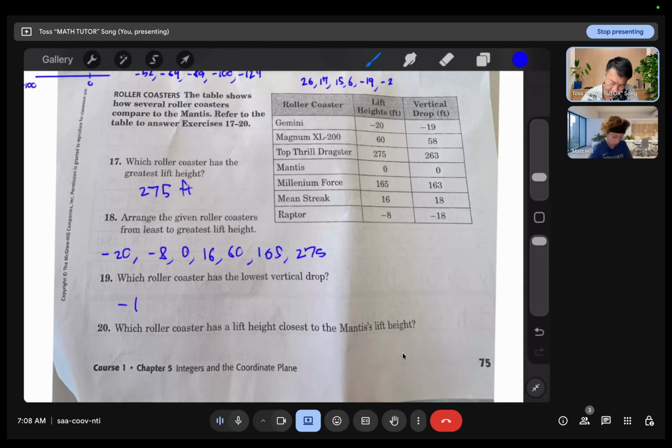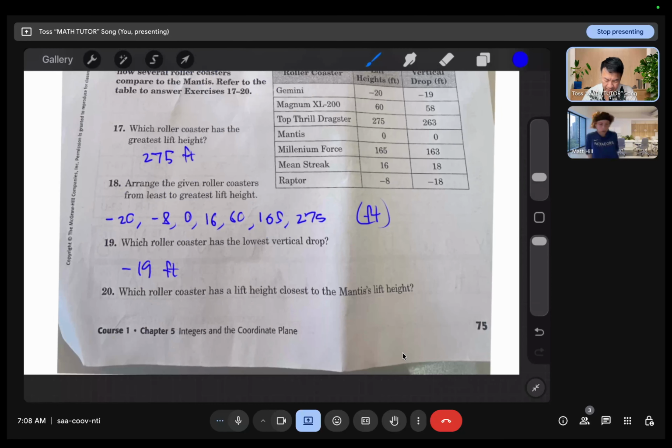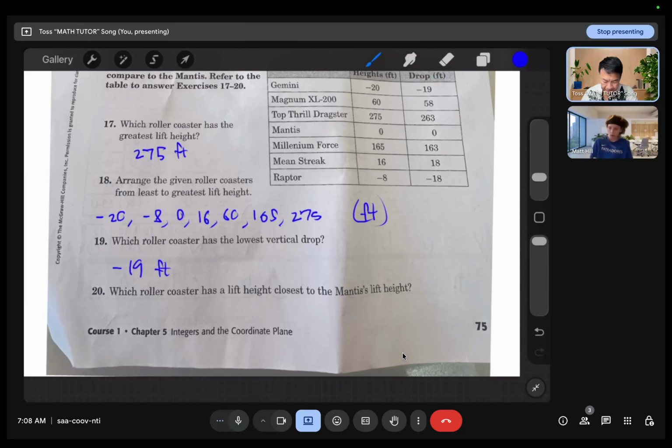For here, you can do something like this. Put feet up there, like in the parentheses here. Here, I would put negative 19 ft like that. Yeah. Okay, good. 20.